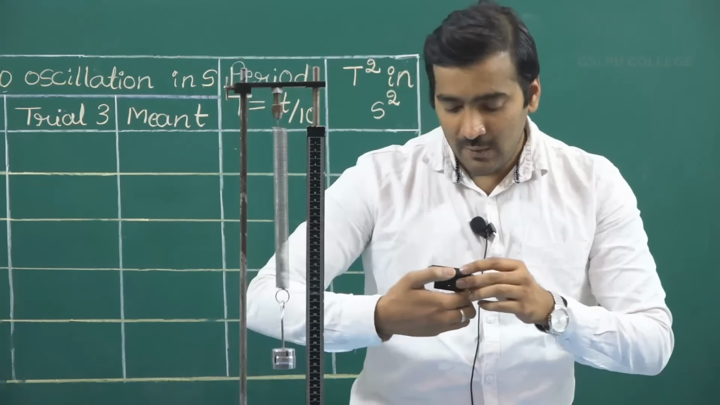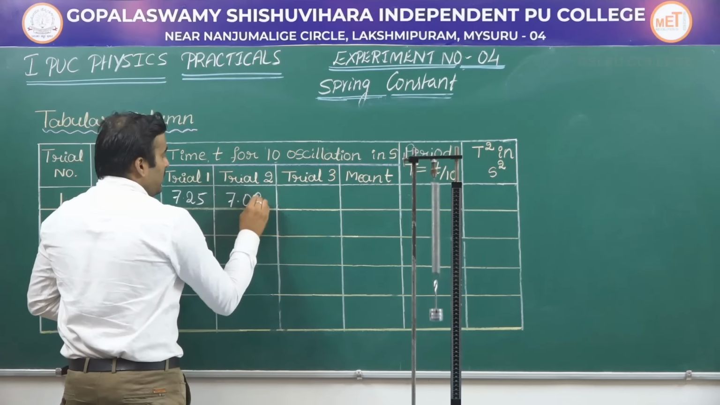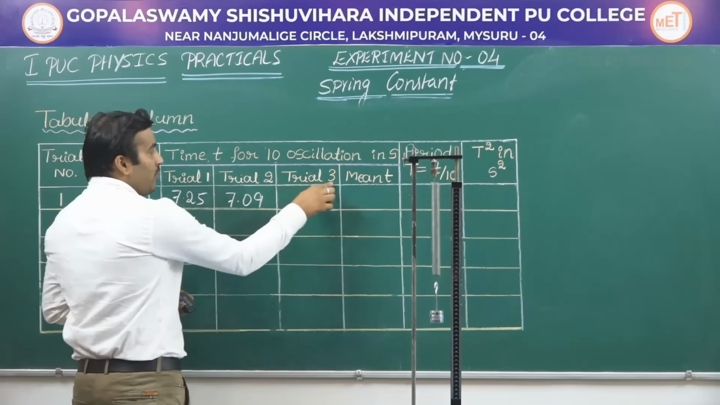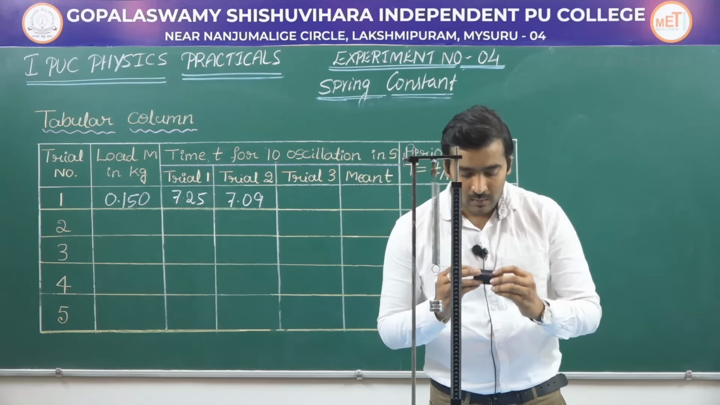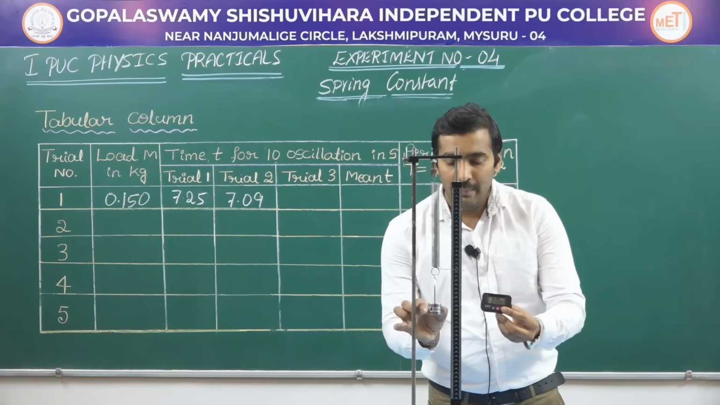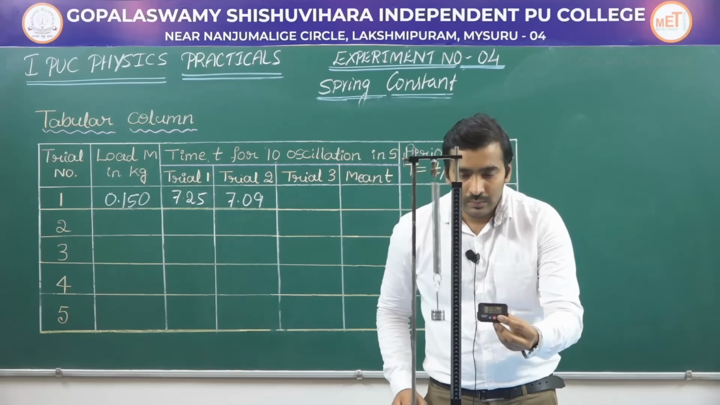Now the time is 7.09 seconds. For the second trial, this will be 7.09 seconds. Now let us perform the third trial. I will slightly change the oscillations. I am doing the same thing. I am pulling the load and releasing it. Now it is performing vertical oscillations.